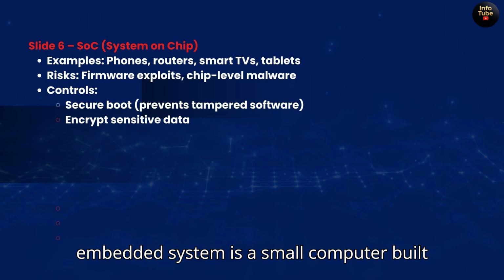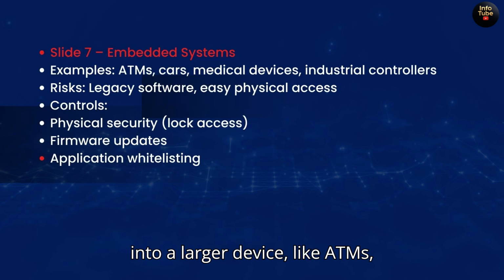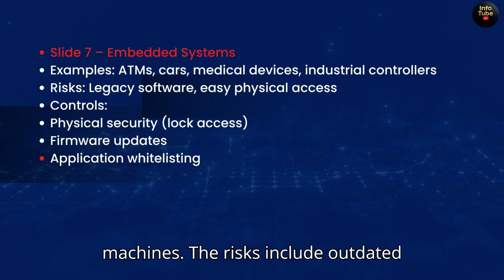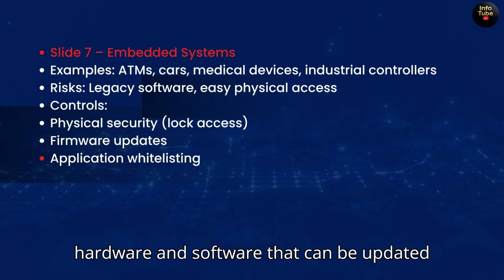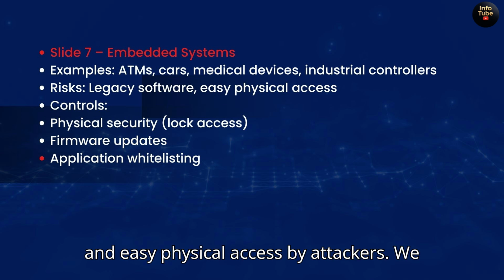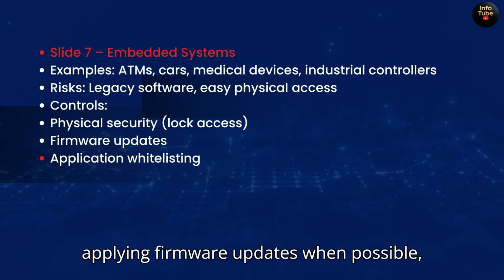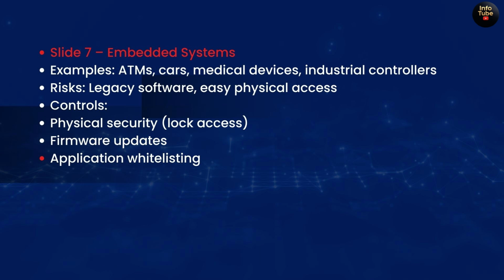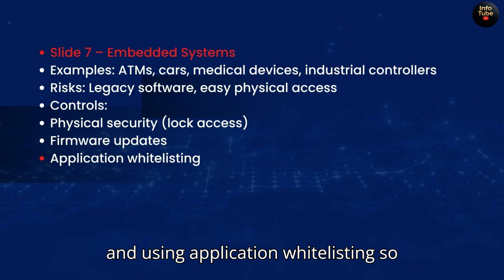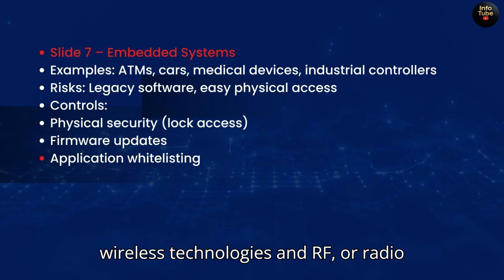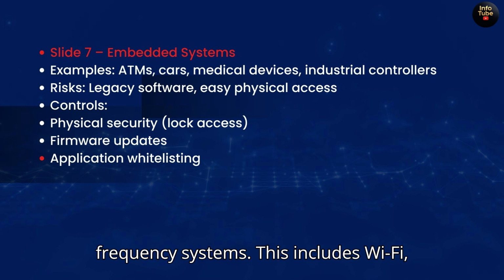An embedded system is a small computer built into a larger device, like ATMs, cars, medical equipment, or industrial machines. The risks include outdated hardware and software that can't be updated and easy physical access by attackers. We secure them by locking access panels, applying firmware updates when possible, and using application whitelisting so only approved programs can run. Finally, wireless technologies and RF, or radio frequency systems.